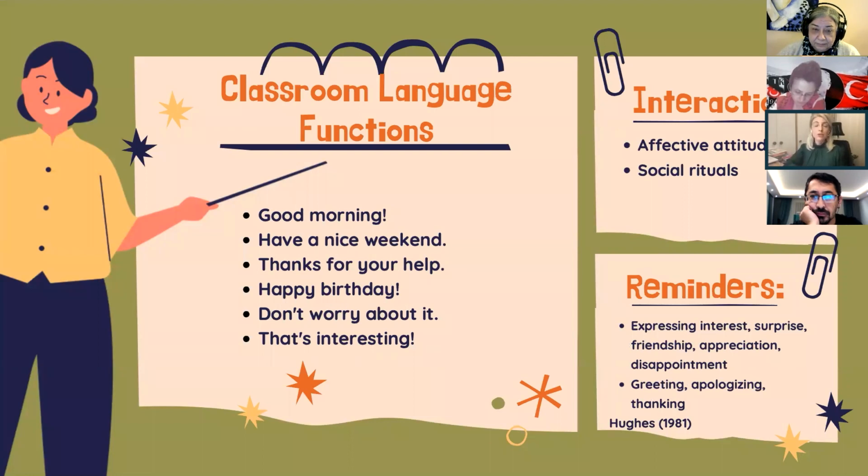Affective attitudes and social rituals are considered as interaction according to Hughes' framework. The reminders would be expressing interest, surprise, friendship, appreciation, disappointment, greeting, apologizing, and thanking. And here are some stem statements that could be given as samples. Good morning, have a nice weekend, thank you for your help, happy birthday, don't worry about it, that's interesting. When we look at these statements, these are widely used in our daily classroom languages.